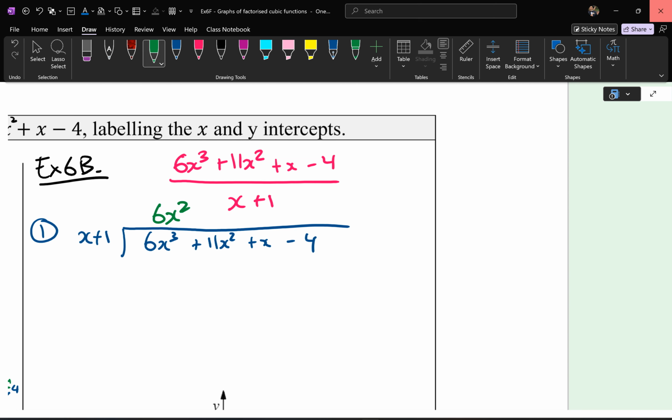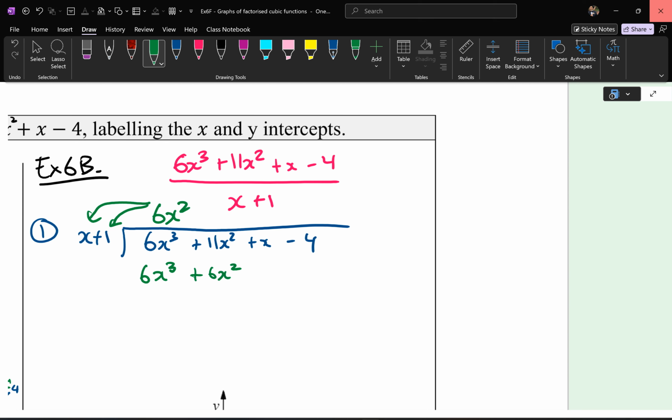It's not that you don't know. You got to stay on tune here. So 6x squared times x will give you 6x cubed. Fantastic. But then 6x squared, you also need to multiply to the 1. 6x squared times 1 gives you positive 6x squared. What do you do next?